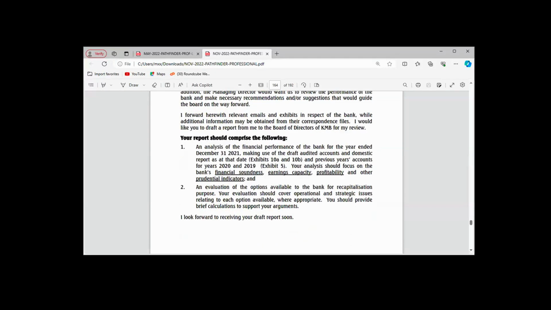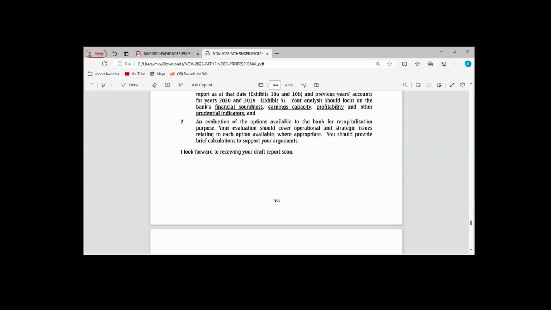Your report should comprise the following: 1, an analysis of the financial performance of the bank for the year ended December 31st, 2021, making use of the draft audited accounts and domestic report as at that date, Exhibits 10A and 10B, and previous years' accounts from 2020 and 2019. Your analysis should focus on the bank's financial soundness, earnings capacity, profitability, and other prudential indicators. 2, an evaluation of the options available to the bank for recapitalization purpose. Your evaluation should cover operational and strategic issues relating to each option available where appropriate. You should provide brief calculations to support your arguments. I look forward to receiving your draft report soon.